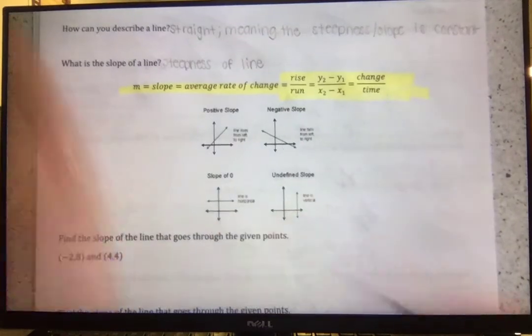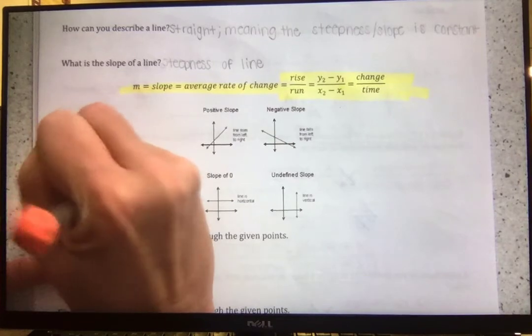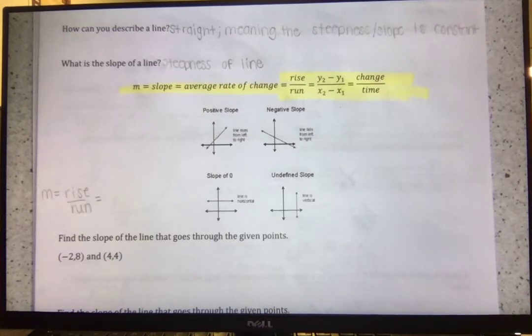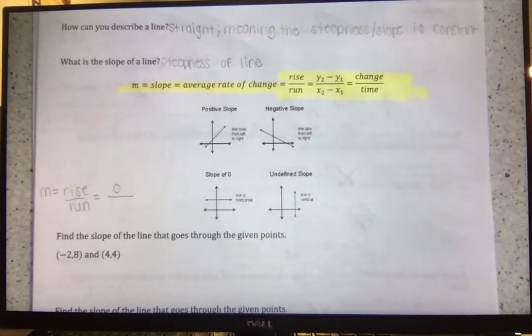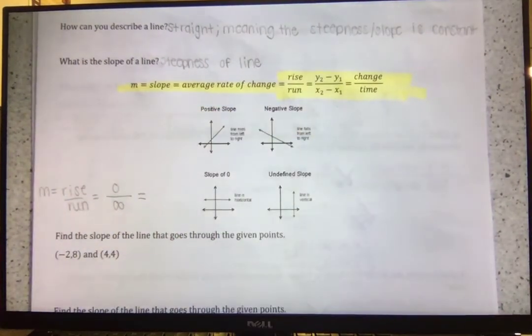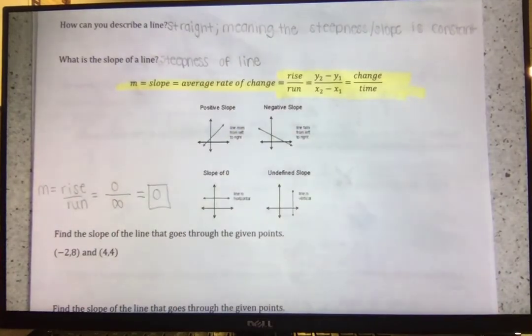So looking at our horizontal line first, we know our slope is rise over run. Looking at that horizontal line, how much is it rising? How much is it going up and down? 0. Yeah, it's not going up and down at all. And then running from left to right, it's going left and right forever, right? So infinity. What is 0 divided by infinity, or 0 divided by any number? 0. Boom. So that tells us our slope is 0 for horizontal lines.